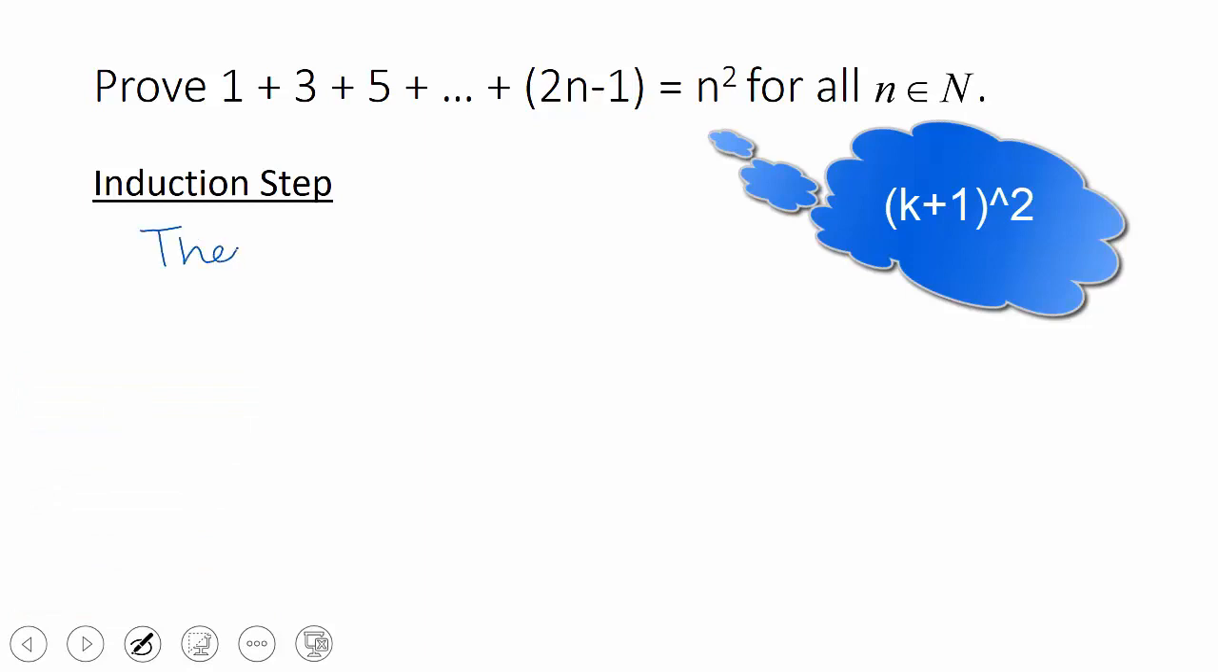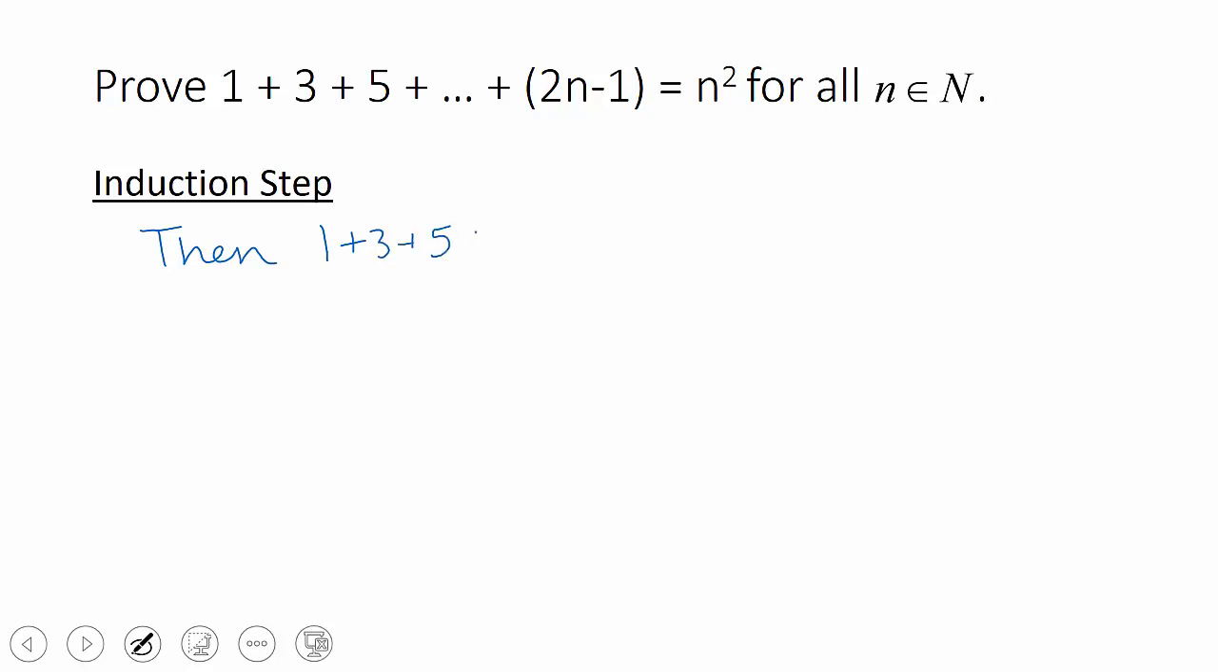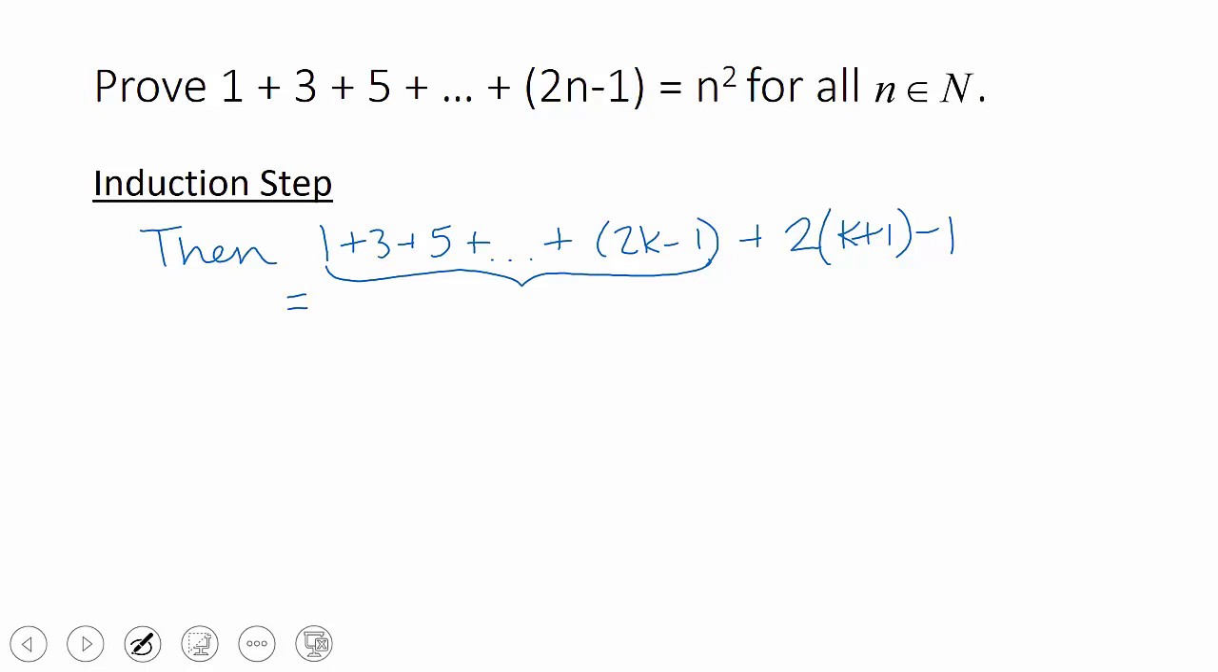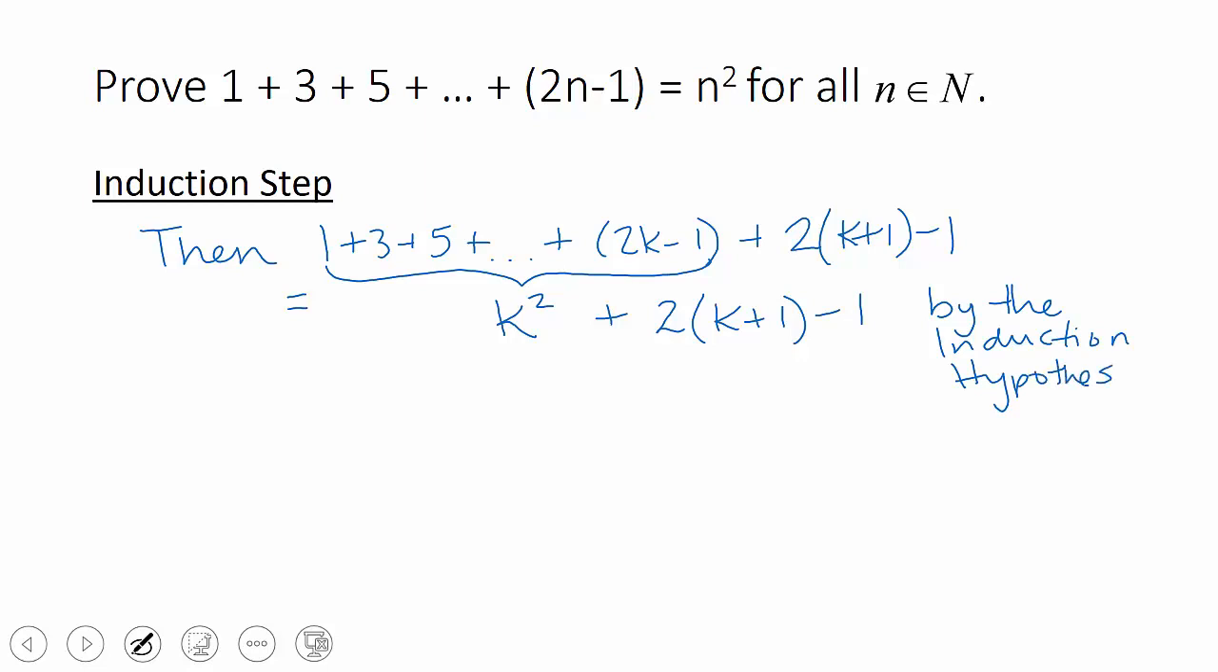All right, so then 1 plus 3 plus 5 plus dot dot dot to the kth term plus the next term, which would be what we get if we plugged in k plus 1 for a term, that's going to have to equal what we said the first through kth term add up to. We said in the previous step that they add up to k squared, plus our next term. And the reason that we say that is by the induction hypothesis. So basically, we just did a little substitution from the previous step.